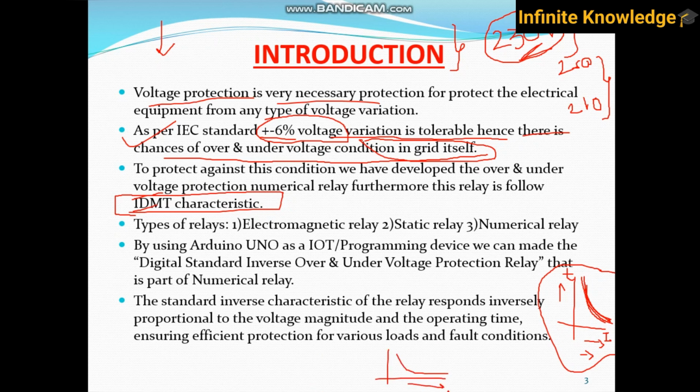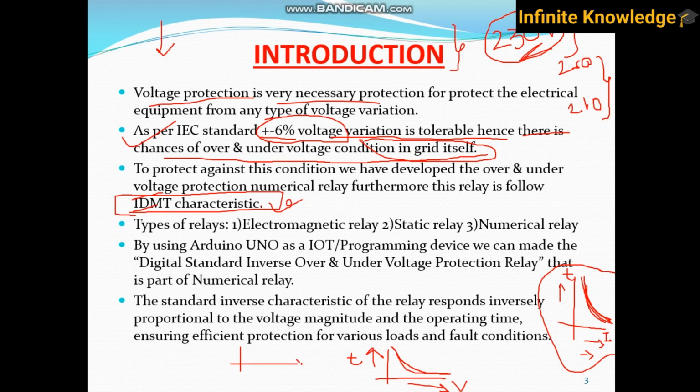as well. So if you consider the voltage and if you consider the time, I have developed the formula, I have developed the program which specifically protects by using the IDMT characteristics. Okay. So what it means, if you are considering over voltage, as your voltage is getting high, your time to trip decreases.